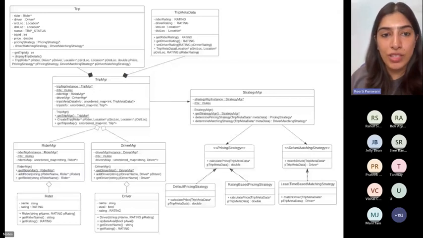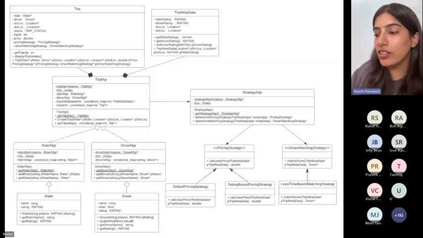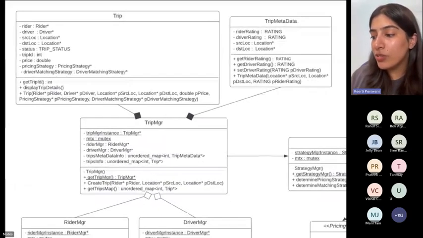Once you know the UML, it will become very easy to convert this to code. And when you look at the code, which is also there on GitHub, what is going to happen is that you will see that, okay, trip manager has all of this.